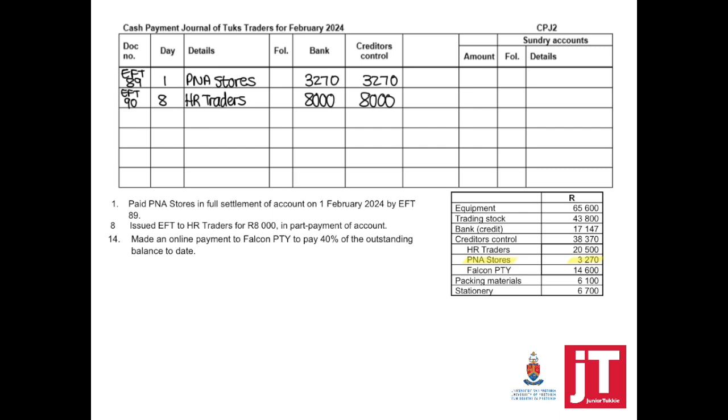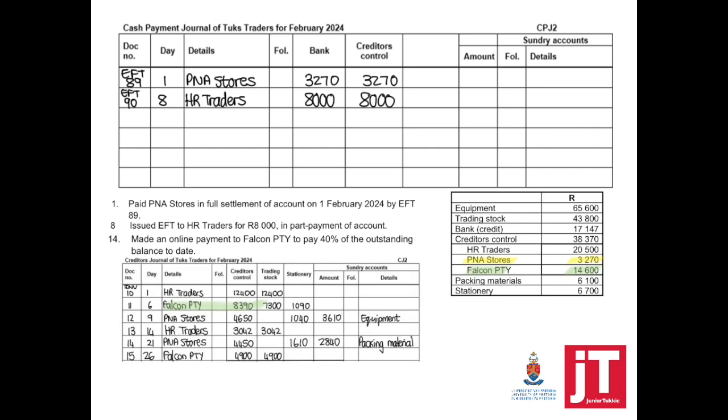Day 14, made an online payment to Falcon Pty to pay 40% of the outstanding balance to date. So take note, now there's a calculation involved. We need to know, but what is the outstanding balance? So to find the outstanding balance, we have to look at what was the balance owed to them on the 1st of February? And then we need to go and look in the creditors journal. Did we purchase from them before the 14th?